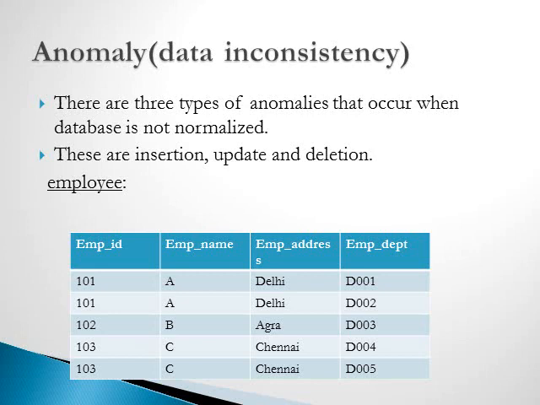Anomalies. An anomaly is basically a data inconsistency or error. There are three types of anomalies: insertion, deletion, and updation. We'll understand by an example. There is a relation named employee, and these are the attributes of employee: ID, name, department, and address.